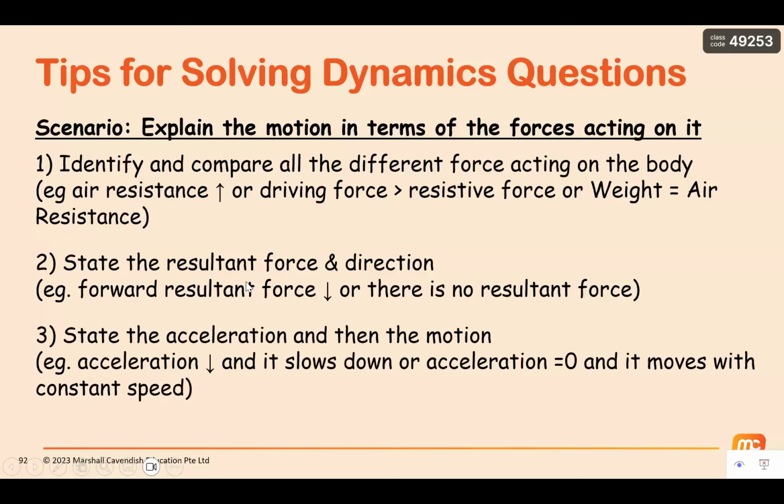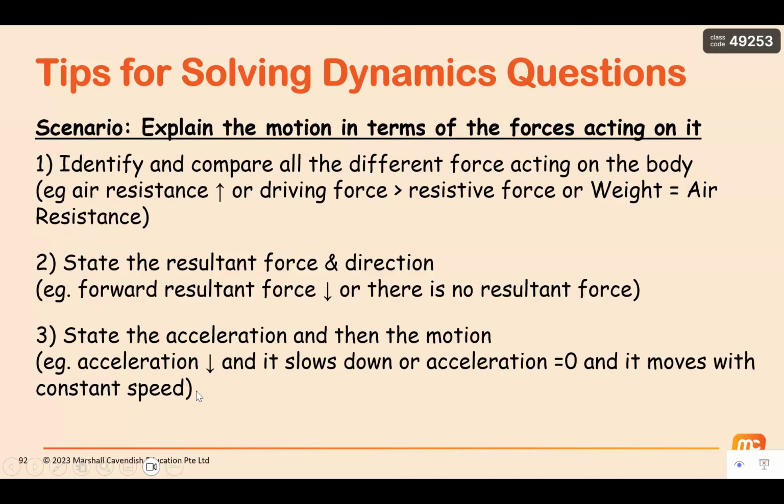For example, if the force decreases, the acceleration decreases. If the resultant force is upwards, then the acceleration is upwards. If the resultant force is negative, the acceleration will be negative. So I talk about the acceleration and then I link it to whatever motion I want in terms of speed. For example, the acceleration decreasing means it's slowing down, or if there's no resultant force, 0 resultant force, 0 acceleration, so it's moving with a constant speed.